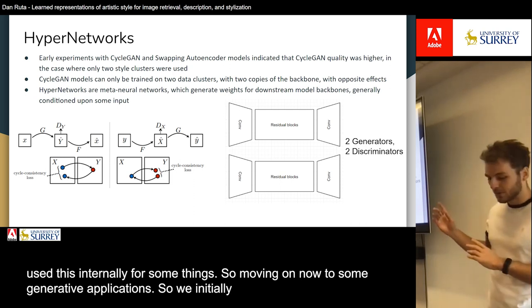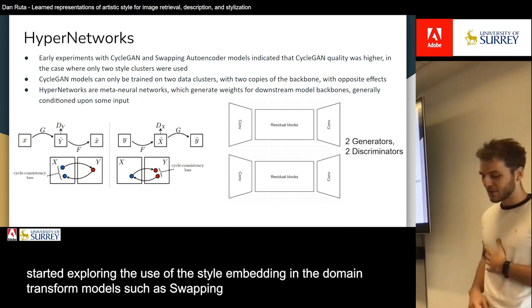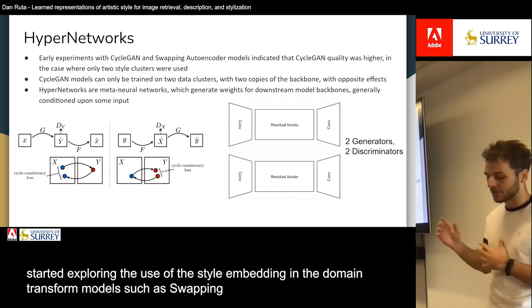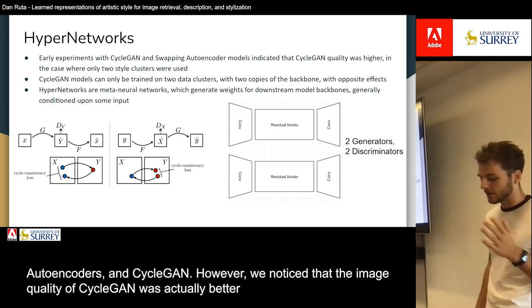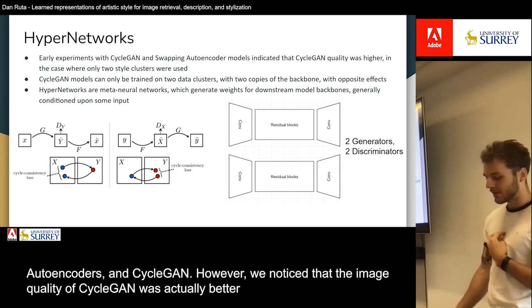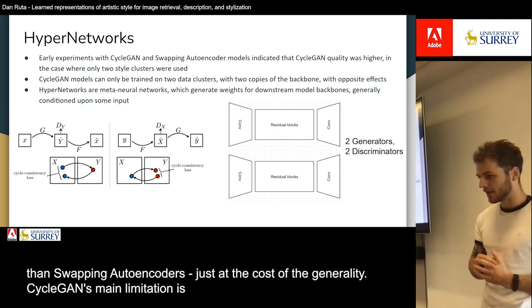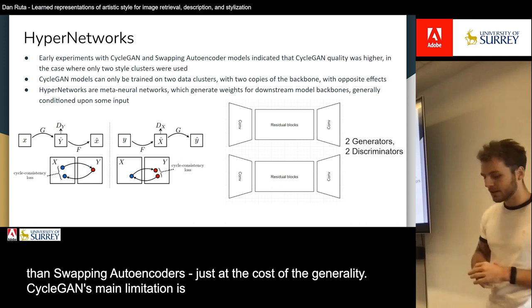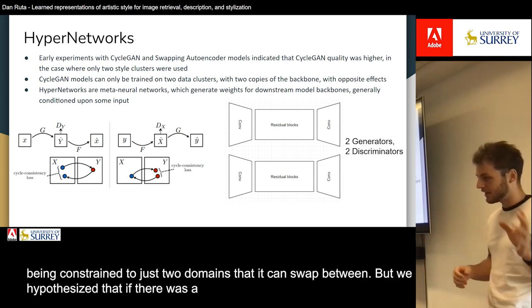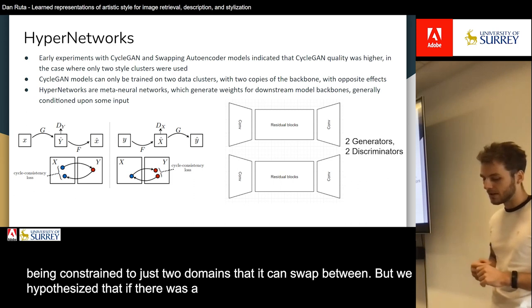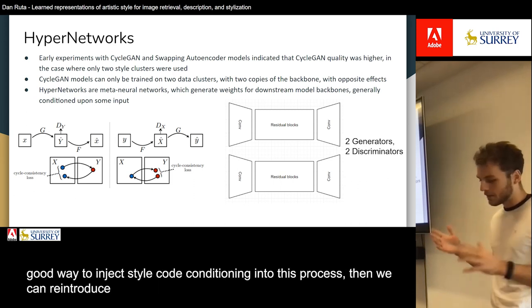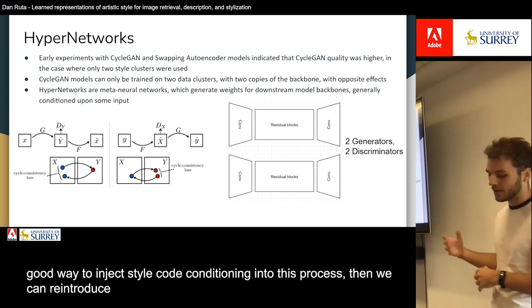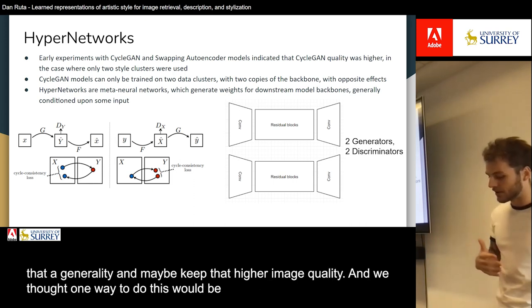Okay, so moving on now to some generative applications. So we initially started exploring the use of the style embedding in the domain transfer models, such as swapping autoencoders and CycleGAN. However, we noticed that the image quality of CycleGAN was actually better than swapping autoencoders, just at the cost of generality. Now, CycleGAN's main limitation is being constrained to just two domains to swap between. But we hypothesized that if there was a good way to inject style conditioning into this process, then we can reintroduce that generality and hopefully keep that higher level image quality.